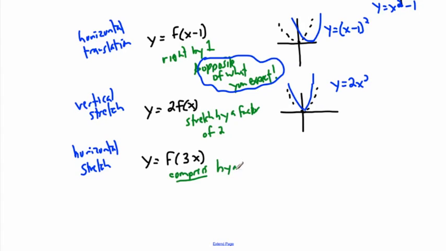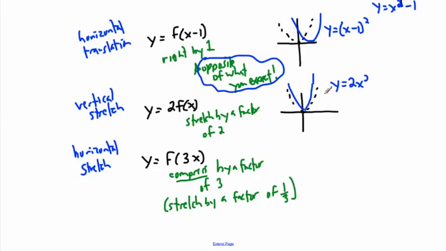That means it's going to, well, you could say it will compress it. Compress by a factor of 3, let's say. Or you could say it stretches by a factor of, you could say, 1 over 3. In other words, it gets sort of 1/3 as wide. So this here would be something that would squish in the x direction.